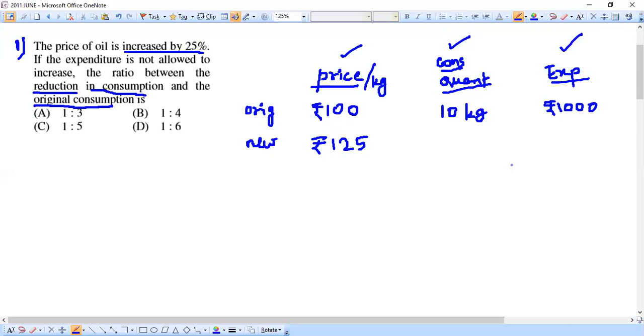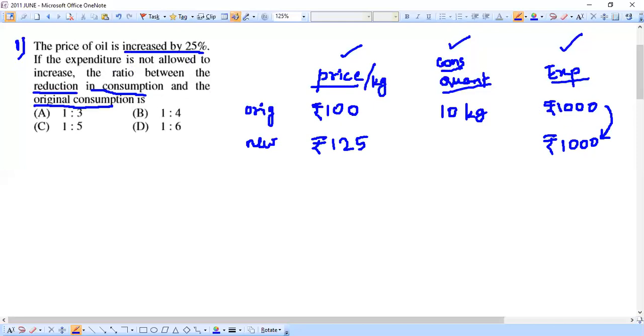But the expenditure is not allowed to increase. So the expenditure should still be the same, no change in the expenditure. So the expenditure should be the same 1000. I'm just taking the same value here also. So the price is increased, but the expenditure remains the same. Previously it was 1000. How did this 1000 come? We just multiplied 100 into 10. That gave us this 1000.